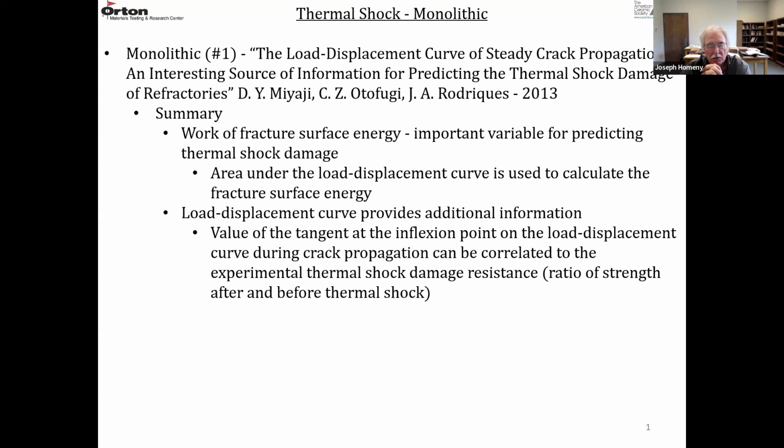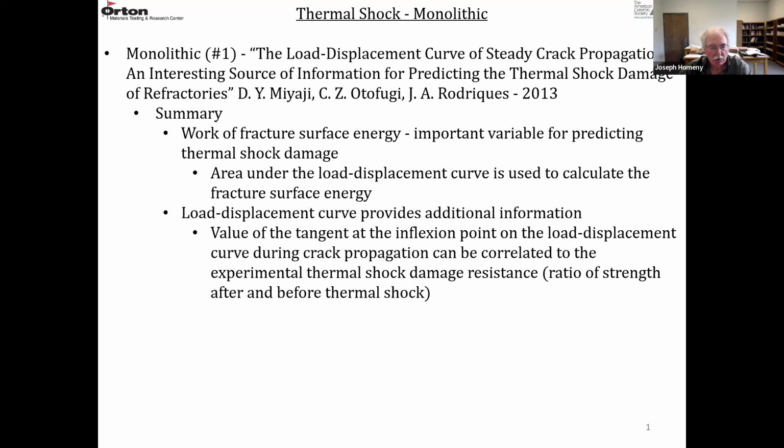So these people are trying to derive some additional information off of a work of fracture curve. The work of fracture surface energy we discussed is an important variable for predicting thermal shock damage. Basically, the higher the work of fracture, the better the thermal shock damage resistance. And the area under the load displacement curve is used to calculate this work of fracture, whether it's a chevron bend bar or a wedge splitting block. It's the area under the load displacement curve.